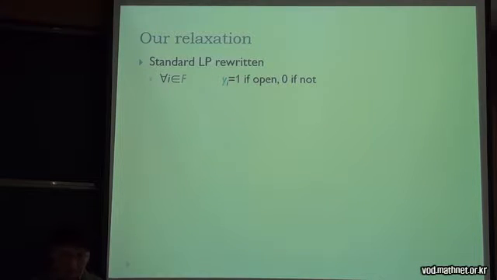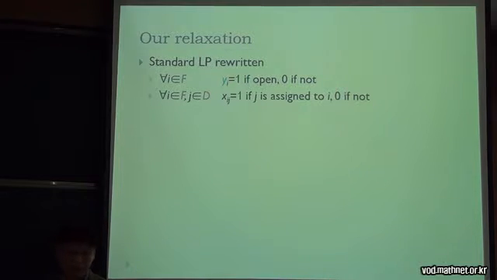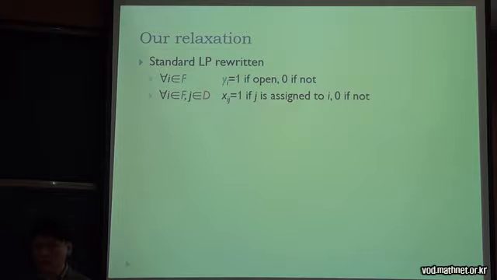Both the standard LP relaxation and our relaxation are based on the same set of what are called decision variables. These variables will encode the decisions that the optimization problem has to make. For each facility, we define a variable y sub i, which denotes whether the facility is going to be opened or not. The value 1 denotes that the facility is going to be chosen as one of the open facilities. If it's 0, then it's not chosen. And then for each pair of facility and client, we define what is called an assignment variable, x sub ij, which takes a value of 1 if the client j is going to be assigned to facility i and 0 otherwise.